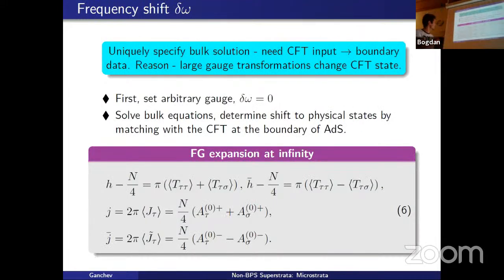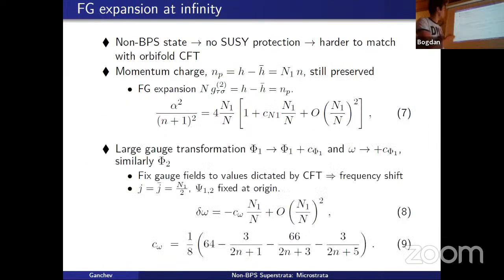And we use these expressions here. As you can see, we have only 2 of these, but we have 4 of these. But the psi 1 and 2 fields are in fact fixed at the boundary due to regularity to vanish there. So this means that in gravity their value at infinity is already well defined, which means you have 2 parameters to fix 2 gauge fields. You do this, and you figure out the frequency shift. This is the expression you get, where this C omega is given by this not terribly illuminating expression.